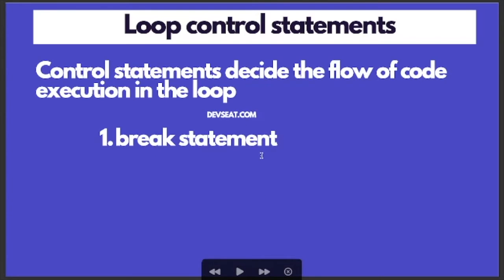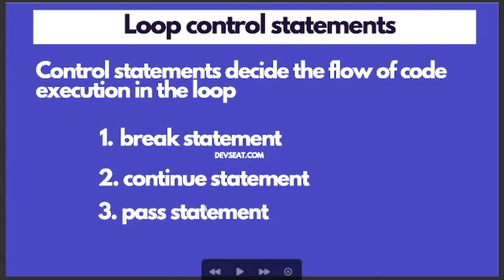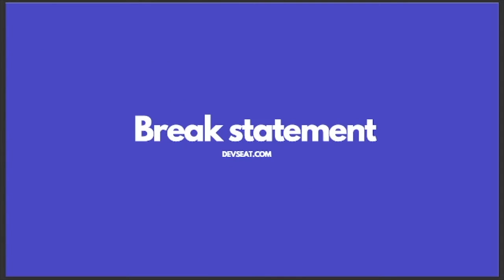So break statement, this is one control statement. Yes, this will decide the flow of your code execution in the loop. Next, continue statement. This is also a loop control statement. Next is pass statement. So we have the break statement, the continue statement, and the pass statement. Using these three statements, we can decide the flow of code execution in the loop.